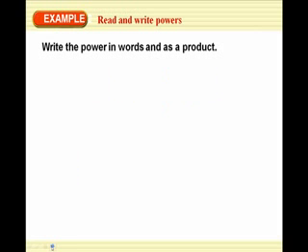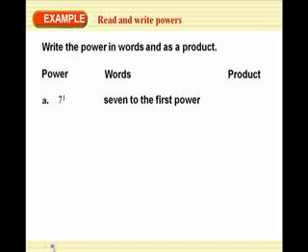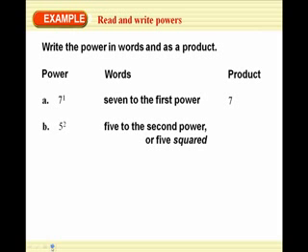Okay, so now we're at example 3, reading and writing powers. We talked about bases and exponents. First off, they have the power, talking about reading them, writing them in words and as a product. This right here is 7 to the first power, and the product would be just 1 7, because the exponent tells us how many of the bases to repeat, and since there's only one, you just have 1 7. This is 5 to the second power, or 5 squared, which means 5 times 5. And that's the product.